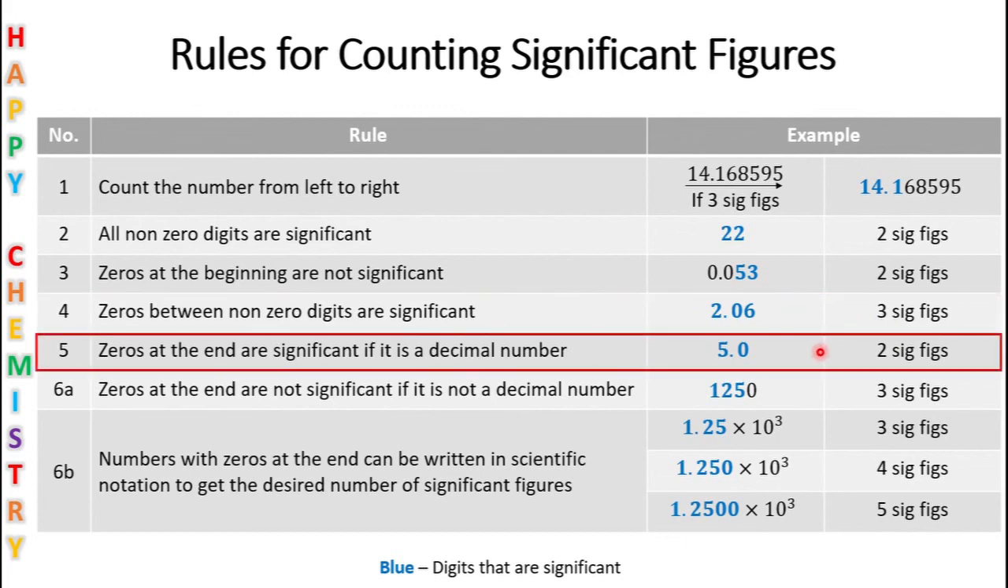Rule number 5. Zeros at the end of a number are significant if it is a decimal number. Let's see the example. The 0 is at the end, therefore significant. Start counting from left. 1, 2. 2 significant figures in the given example.